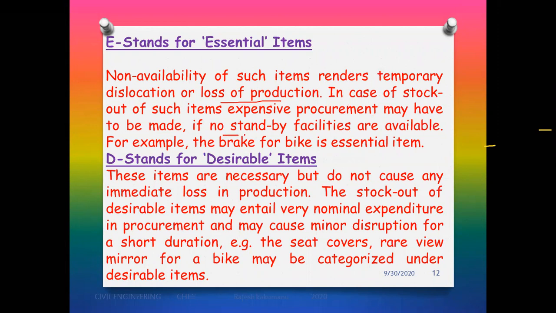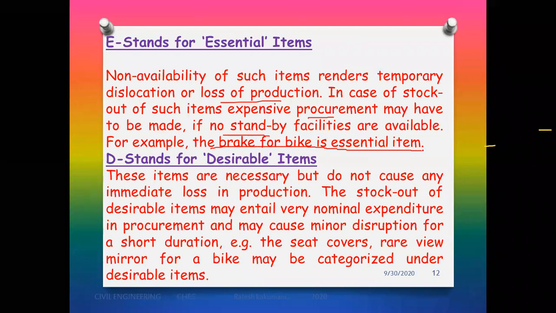Whenever these essential items are not available, then automatically what you have to do? The procurement will be expensive. What is procurement? Purchasing of items will be expensive if there are no standby facilities. For example, the brake of a bike is an essential item. Understood? The brake of a bike is an essential item, right or not?